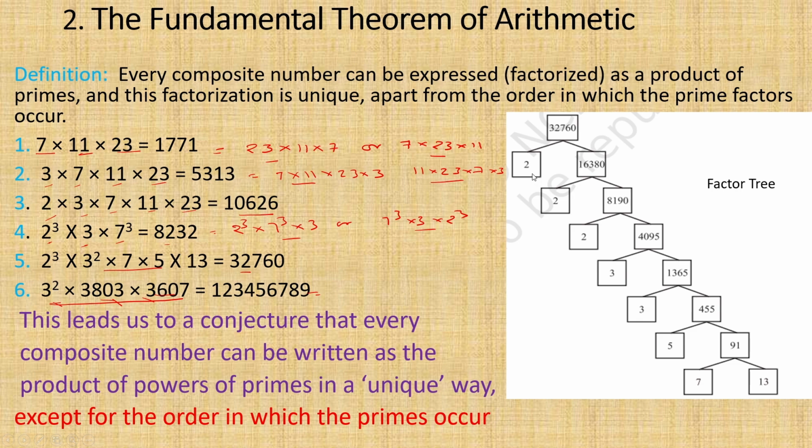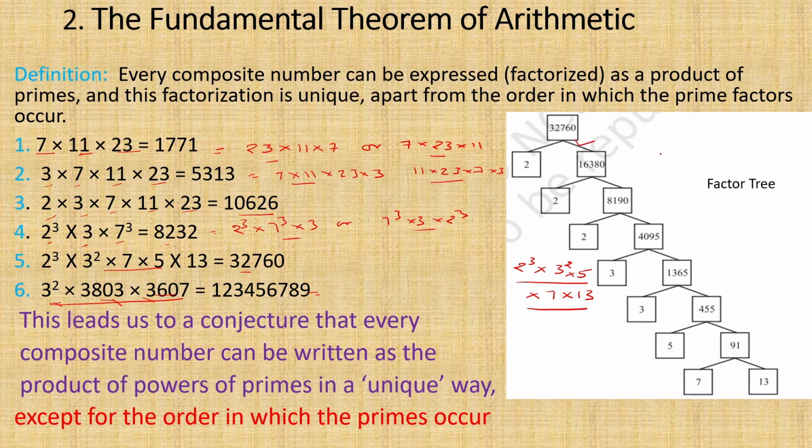32760. So what did we get? 3 2s, that is 2 power 3. Next, 2 3s, that is 3 power 2. Next 1 5. Next 1 7. Next 13. Okay, all these are prime factors of this composite number. Okay, how to write a factor tree?